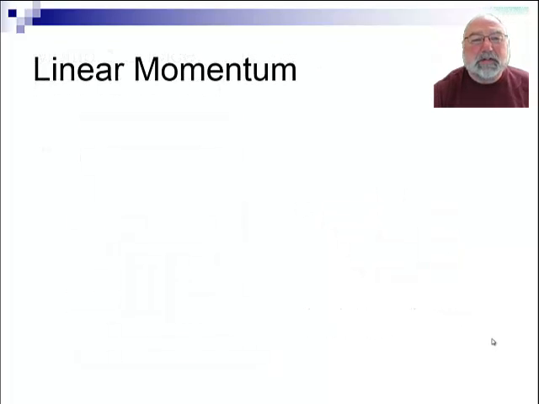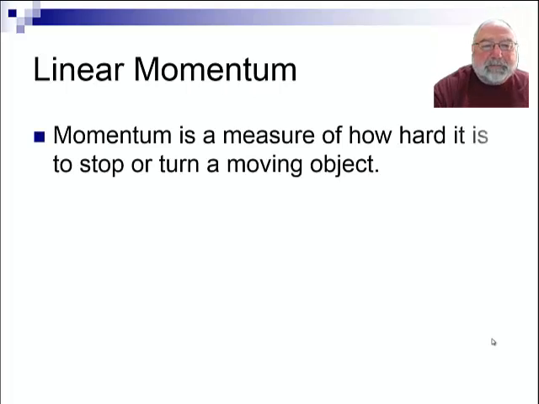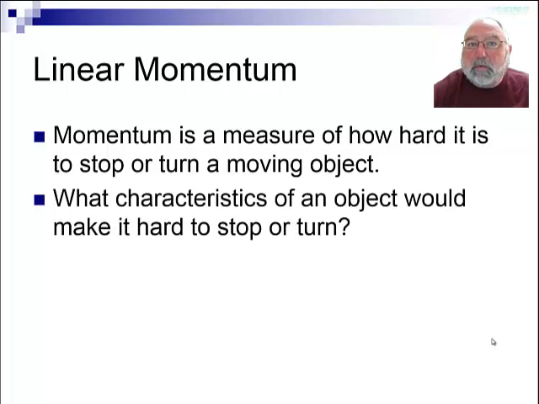Welcome back. So, linear momentum. It's a measure of how hard it is to stop or turn a moving object. In other words, how hard it is to change the object's motion. What kind of characteristics would make it hard to stop or turn an object? Well, big objects are harder to stop or turn than little objects. And really fast-moving objects are harder to stop or turn.